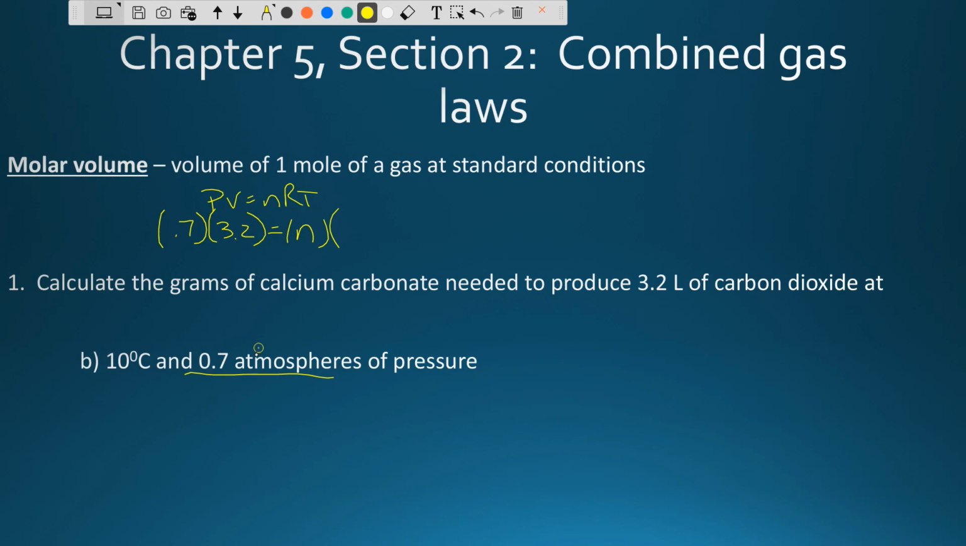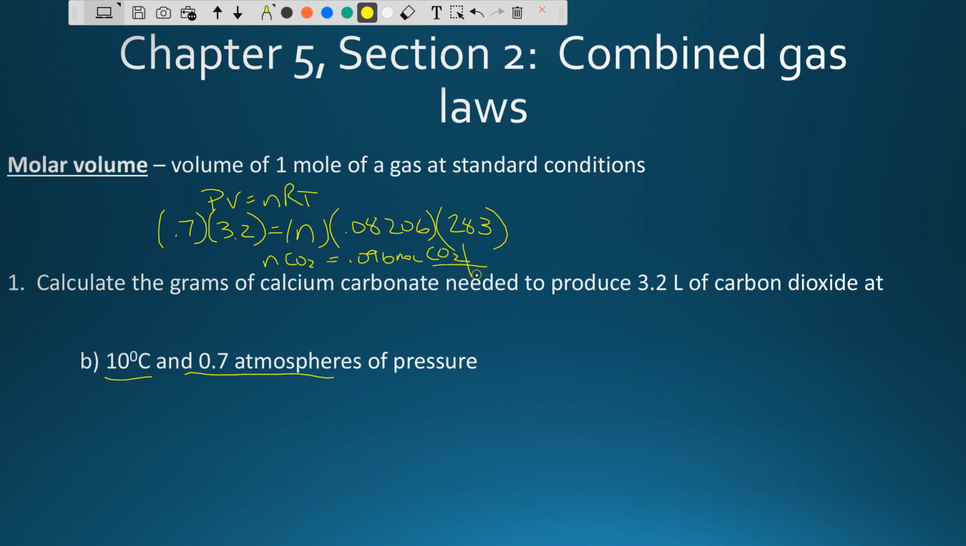That would be moles of my carbon dioxide, though, okay? And so then I see 0.08206, and my temperature is in Kelvin, so I need to convert this, and that would end up being 283 Kelvin. Because it was in Celsius, we've got to do that. So if my moles of carbon dioxide was solved for, I would end up with 0.096 moles of carbon dioxide.